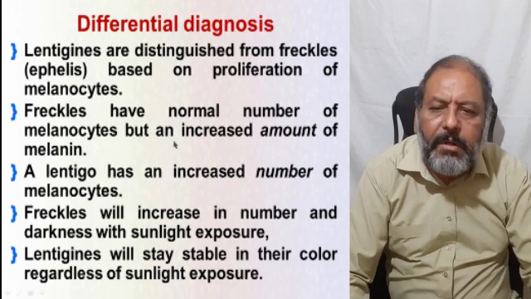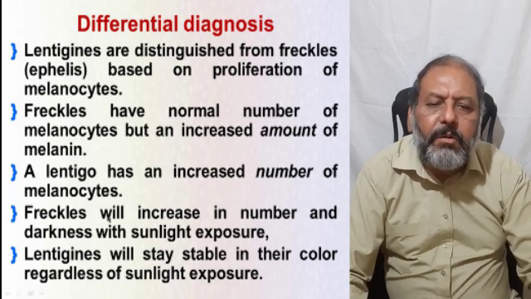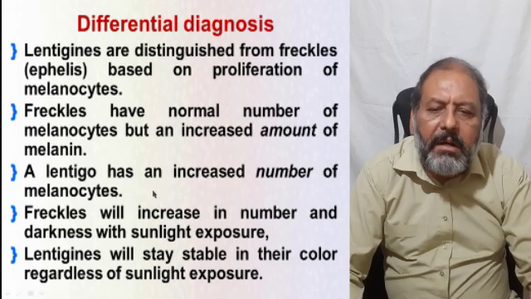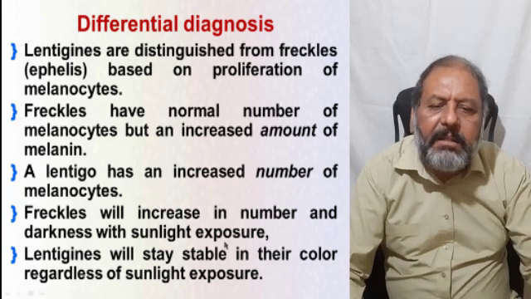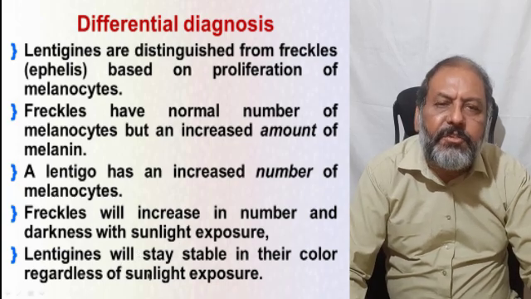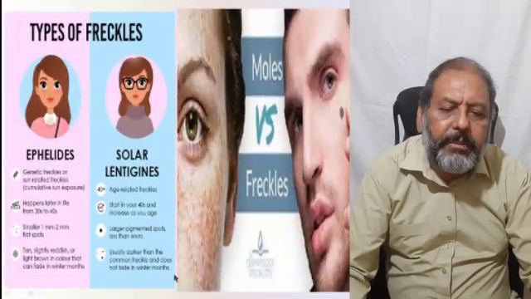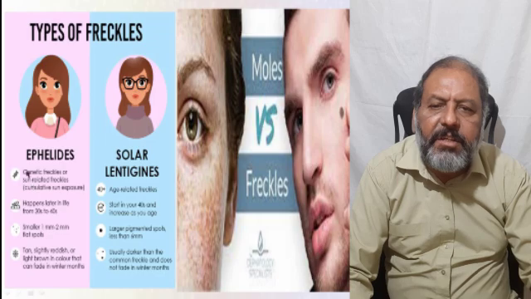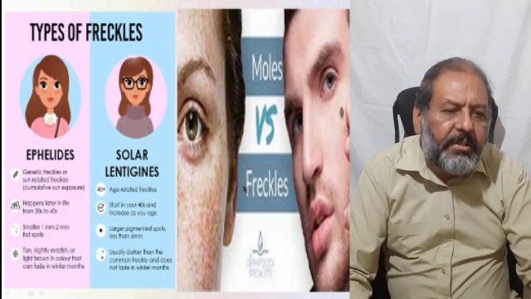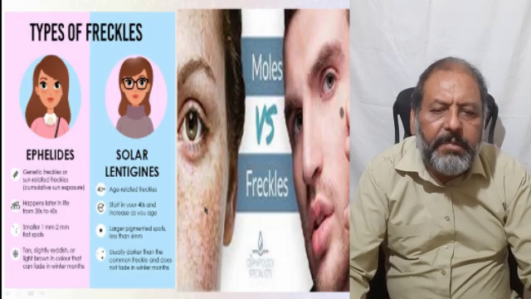Now, differential diagnosis: lentigines are distinguished from freckles, ephelides, based on the proliferation of melanocytes. Freckles have a normal number of melanocytes but an increased amount of melanin, and lentigo has an increased number of melanocytes. So that is the difference in melanocyte number. Freckles will increase in number and darkness with sunlight exposure. Lentigines will stay stable in their color regardless of sunlight exposure. So here one can see ephelides, solar lentigines, and moles versus freckles. So one can differentiate all these from lentigines.